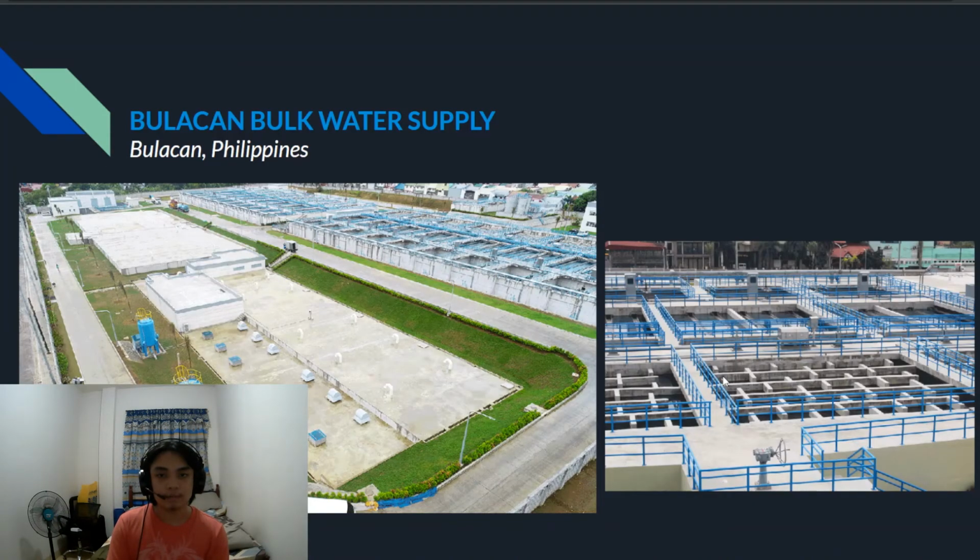Lastly is the Bulacan Bulk Water Supply, which can be found in Bulacan, Philippines. The project is aimed at augmenting the water supply for the municipalities of Meycauayan, Marilao, and Obando. The project features the development of new water sources with the construction of 12 tubular wells along the Angat River. So that's it for the examples of water resources engineering projects.